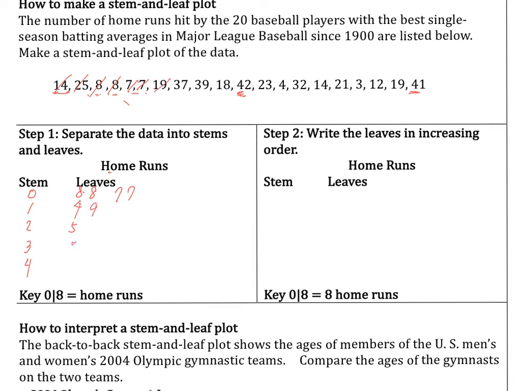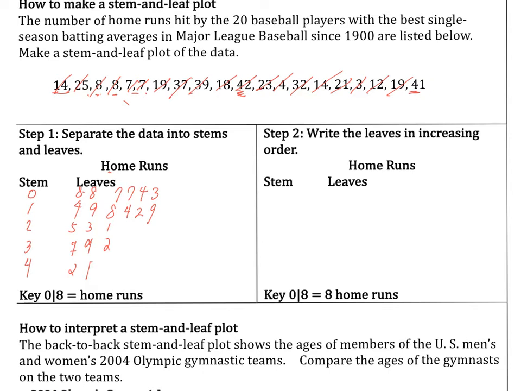Then we have 3, 7. 3, 9. 1, 8. 4, 2. 2, 3. 0, 4. 3, 2. 1, 4. 2, 1. 3 goes here. 1, 2. 1, 9. 4, 1. So it seems like we're breaking the numbers in half. Okay, this is again just a way to represent how the data is distributed.